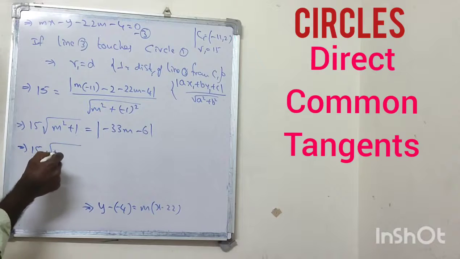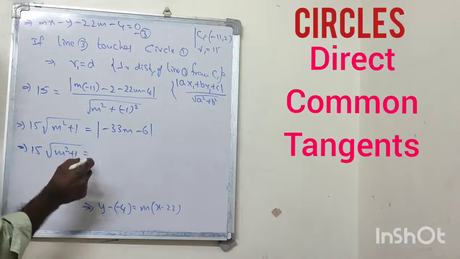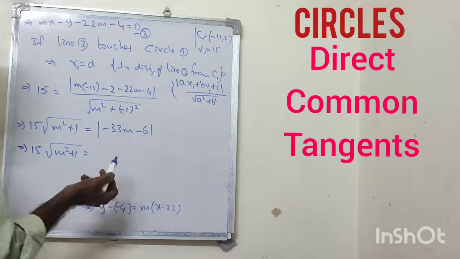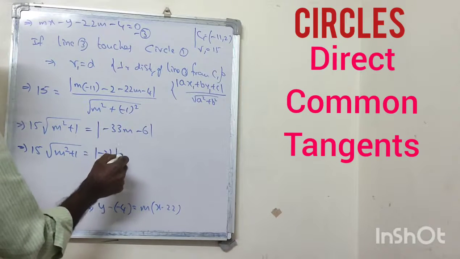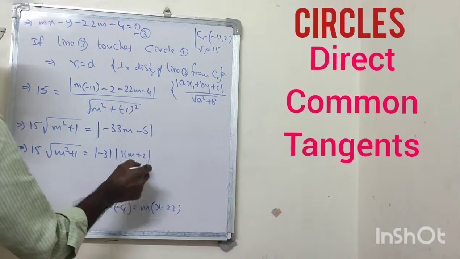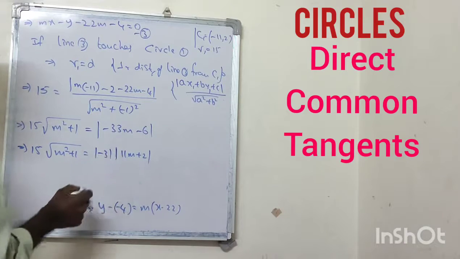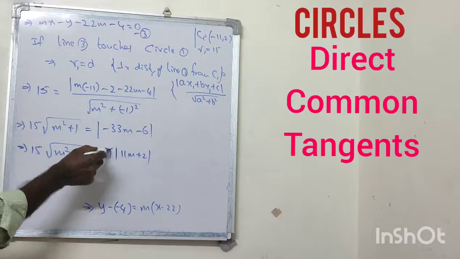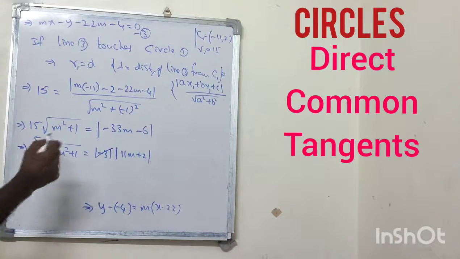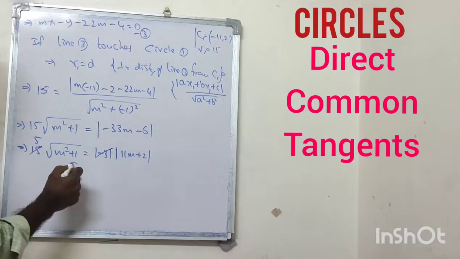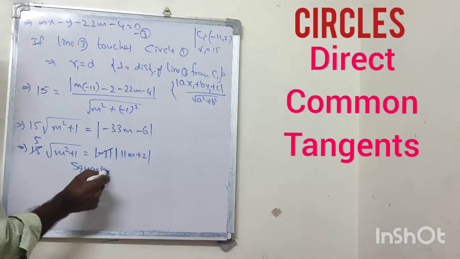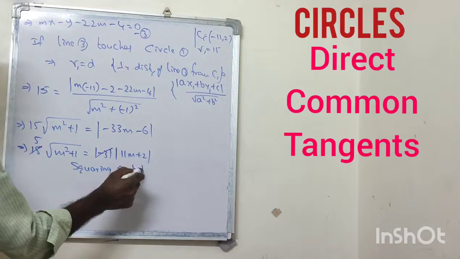15 into root of m square plus 1 equals mod of minus 3 into mod of 11m plus 2. Mod of minus 3 is 3, cancelling 5 times. Now squaring on both sides.